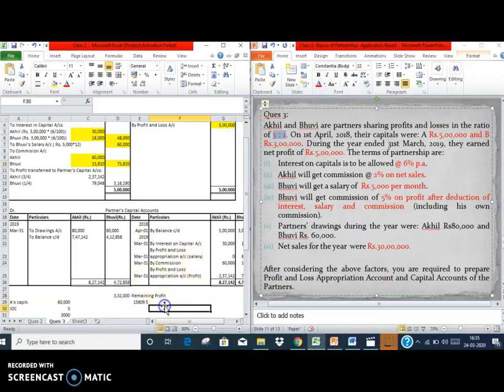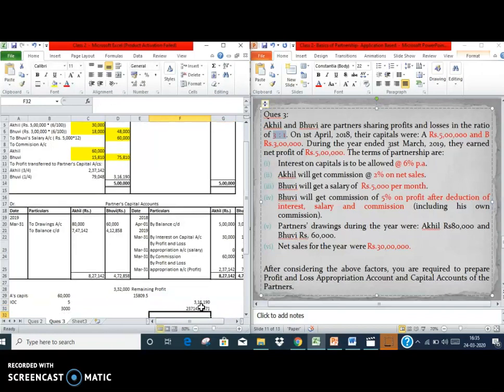So if you subtract this amount from this, you will get 316. You have to share this amount in their profit sharing ratio, which is 237,142. You are getting this amount. If you divide this, you are getting this amount. Hence the totals are the same.